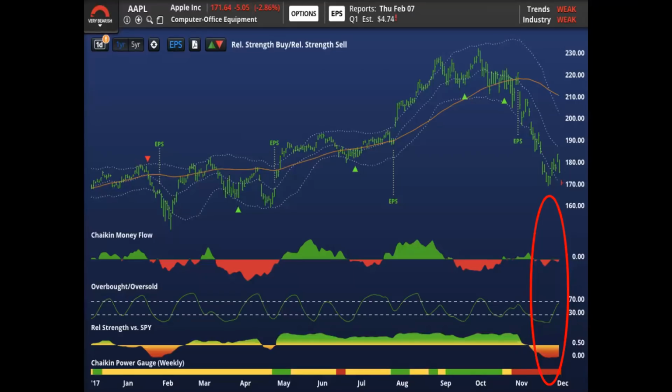Now, what about Apple? Well, I said I wouldn't buy the vertical call spread in Apple. Why? Because it's a classic bear now. Power gauge rating is bearish, underperforming the market. Institutions are selling. It's making new lows in a steep downtrend in a weak industry group. It's got everything going against it.